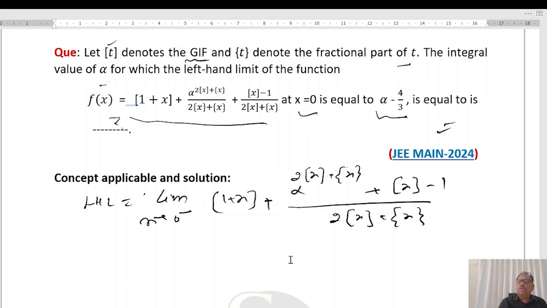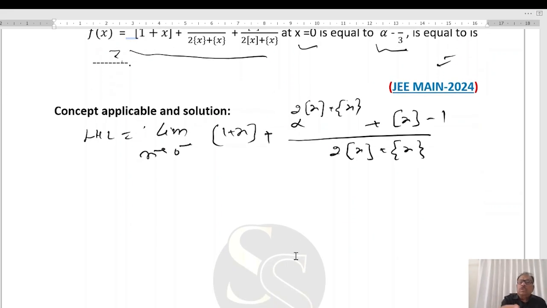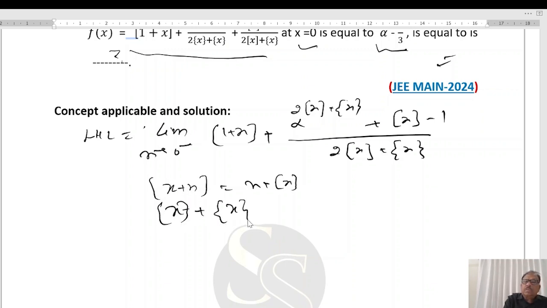Right? Now, using the concepts, we know the property: greatest integer of x plus n is n plus greatest integer of x, where n is the integral value. And the greatest integer part plus fraction part is equal to the number itself.